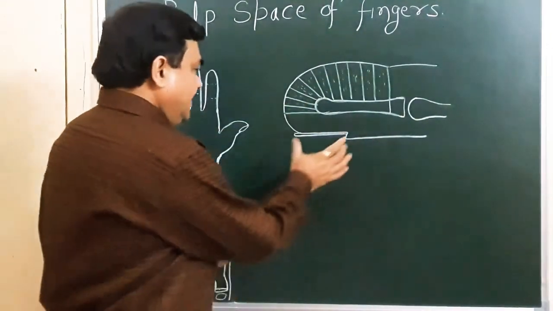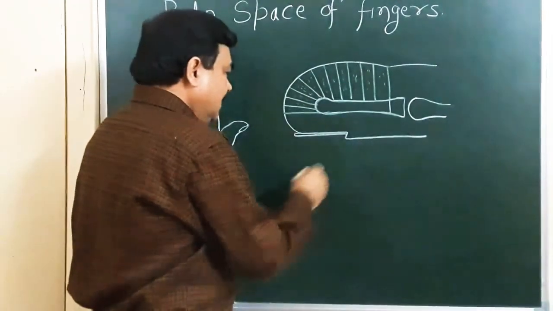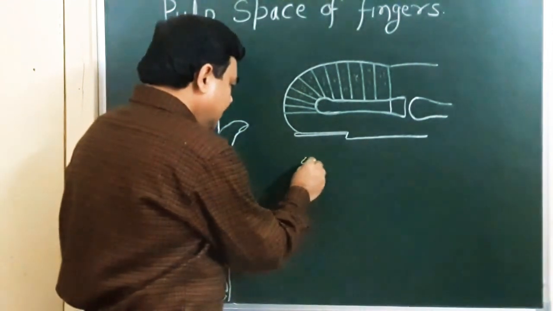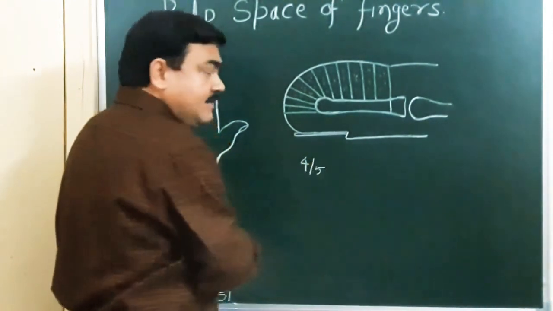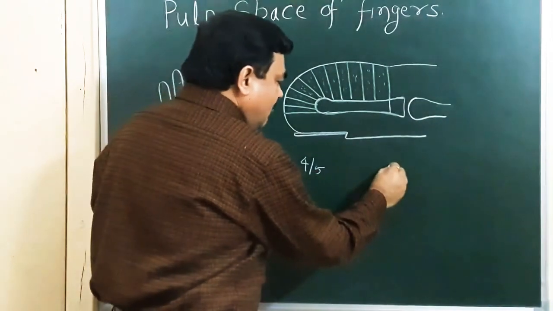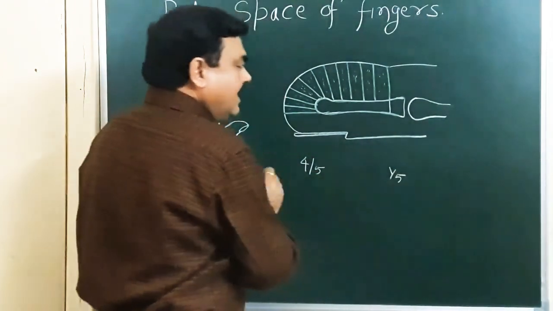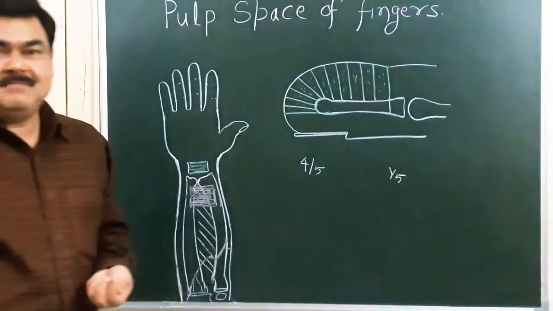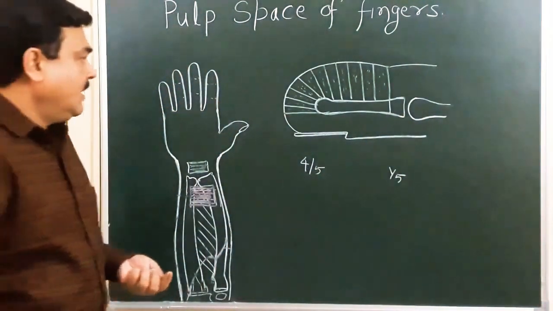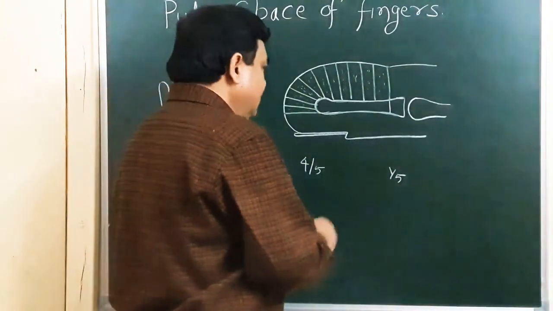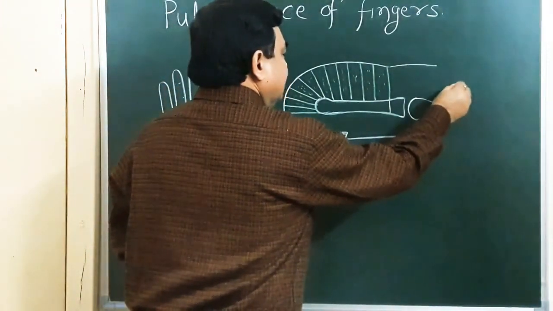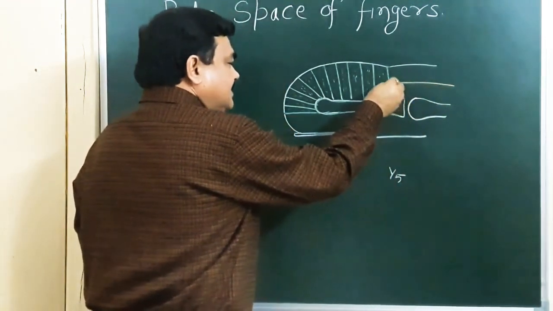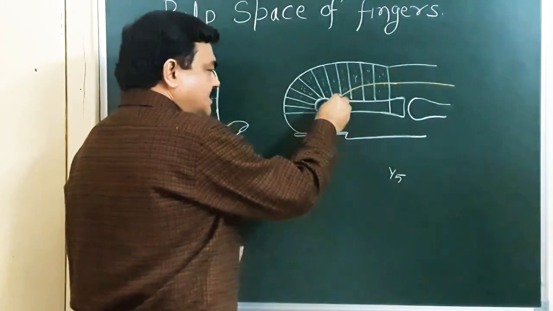And here is the terminal phalanx. From here to here is about the distal 4/5 part of the terminal phalanx, and this is the proximal 1/5 part of the distal phalanx. Here is the artery which supplies this. This is the digital artery. The digital artery passes by piercing these septa.